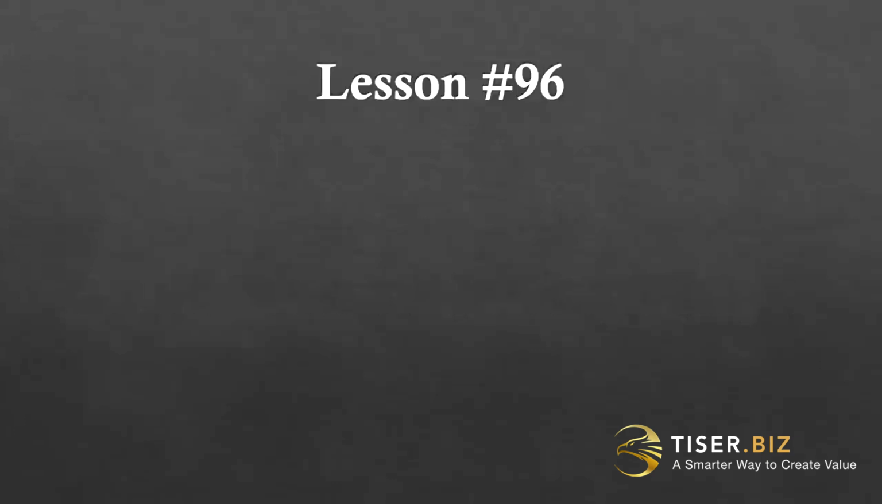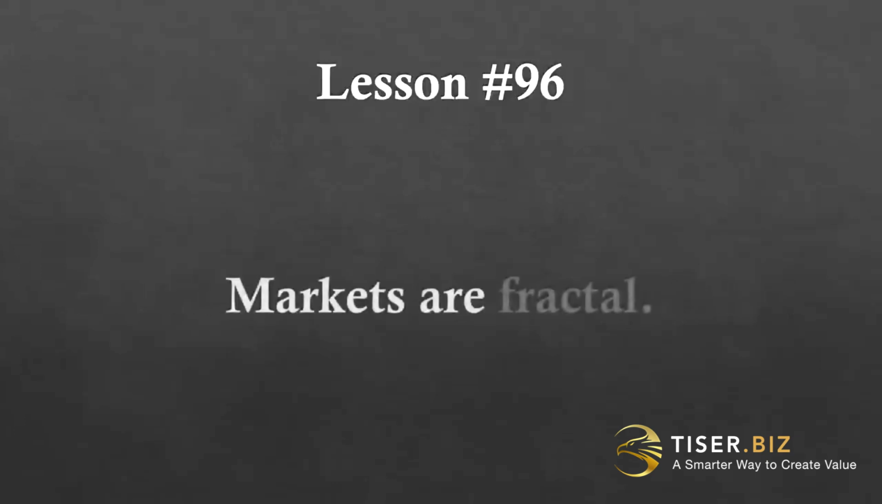Lesson number 96. Markets are fractal. The Greeks invented the geometry of perfect forms, known as Euclidean geometry. That's the one you learn in high school. However, in the real world, perfect geometric shapes are rare if not existent. Objects and shapes in the natural world are imperfect and rough.